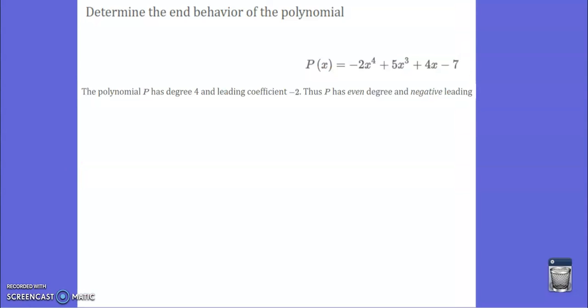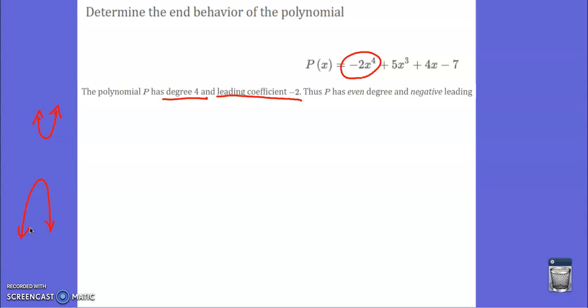So if I had something like this, determine the end behavior of a polynomial. Here's an example. Notice the polynomial p has degree 4, and that means the end behaviors are going to be the same. Remember, the parent function is this. So they're both going to be going the same direction. But notice the leading coefficient is -2. So the graph is going to be going down.